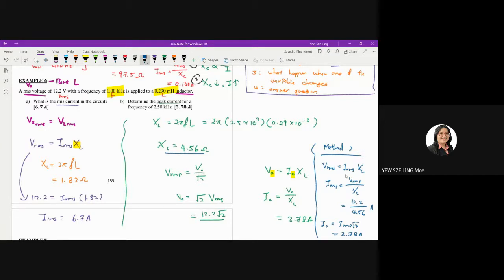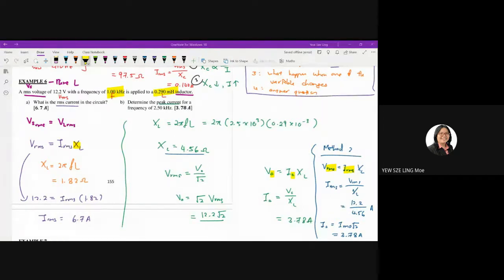So for question B, you have two different methods, and both will give you the same answer. Either you can use the one in the green color or the one in the blue color. Of course, I want you to write down both. Always remember, when you apply V equals I X, then V and I must be coming from the same family. Again, I give you 3 minutes to write it down, and then we'll look at example 7 and example 8.